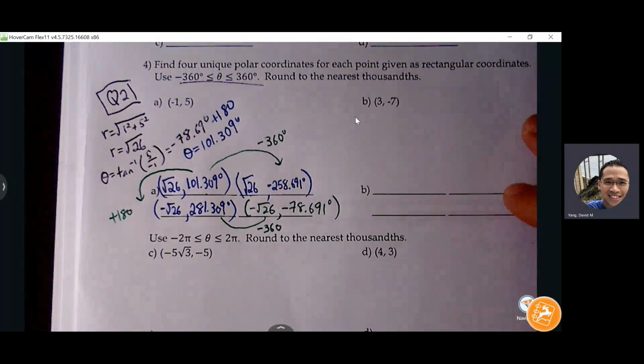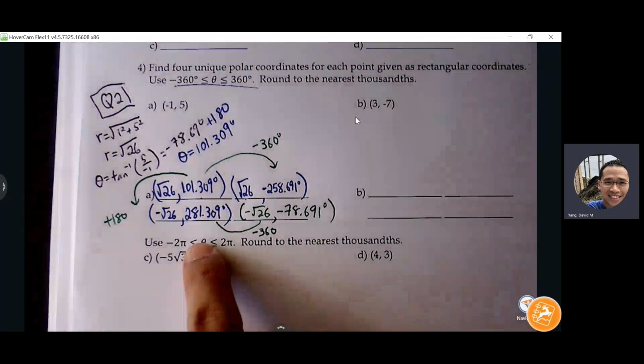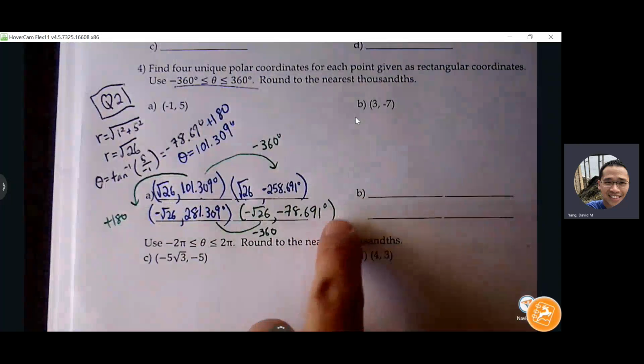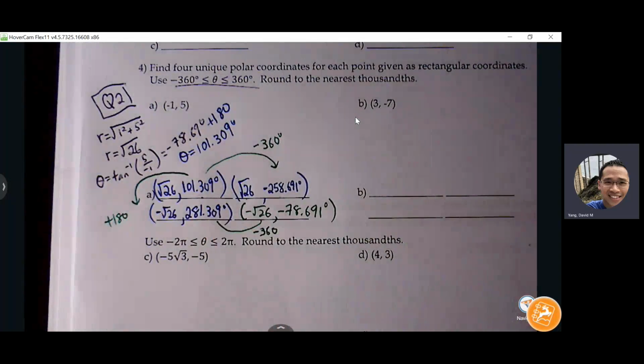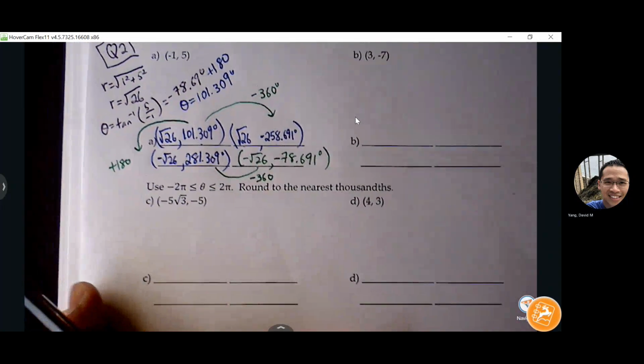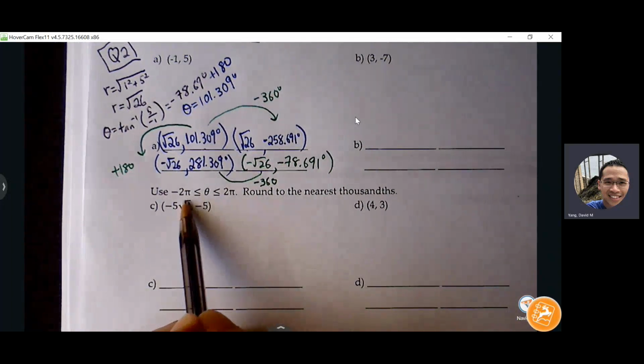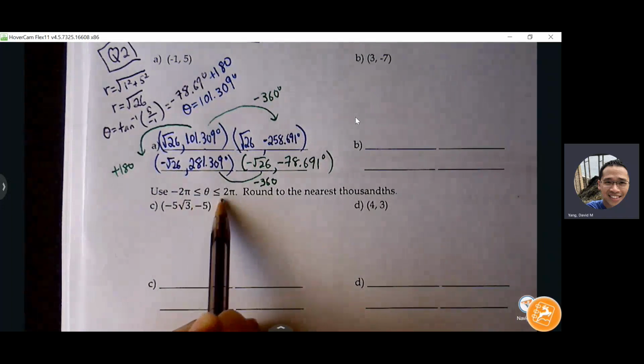Okay, so I'll leave you guys to do part B on your own later. I want to do C with you because this is in terms of radians, the same procedure, but it'll feel more abstract because we're not as familiar with the radian decimal values. Okay, so let's go to 4C. Now we're between negative 2 pi and 2 pi, between negative 6.28 and 6.28.